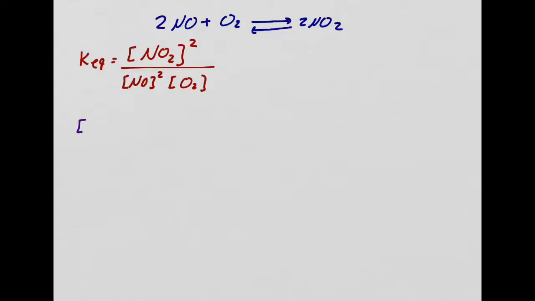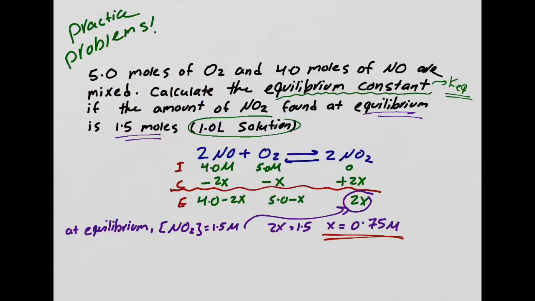NO2, we know the concentration at equilibrium is 1.5 molar. That was given, right? And also, we figured out X, and X was 0.75. So, the next thing we need to do is figure out the concentration of NO. How do we do that? Check this out. Okay, I'm going to go back to the last page. We know X is 0.75. So, for NO concentration at equilibrium, it would be 4.0 minus 2 times 0.75. I'm going to say one more time.